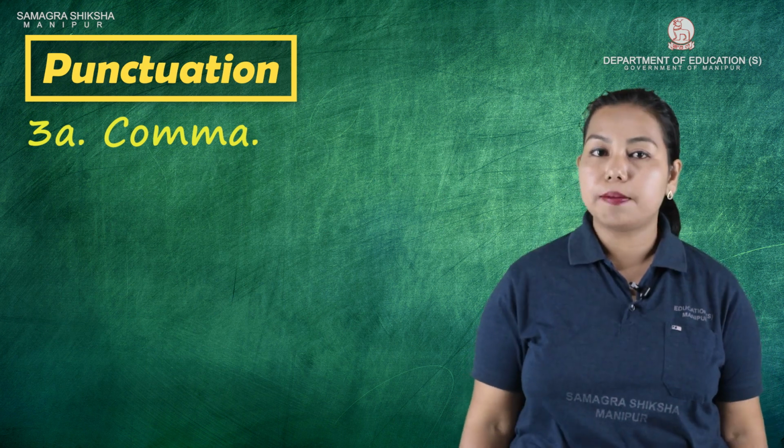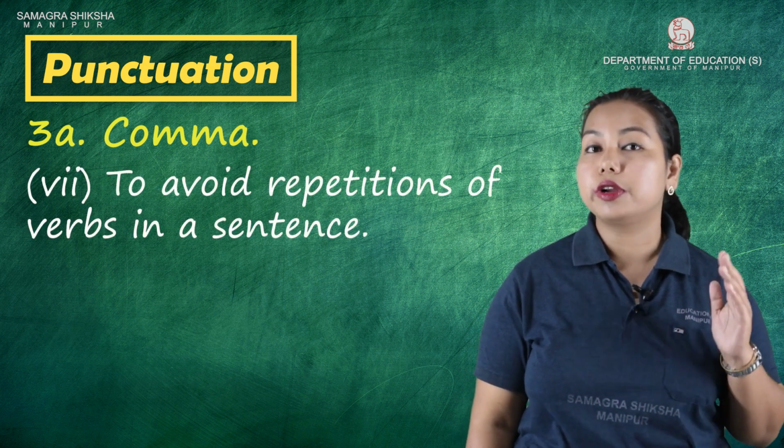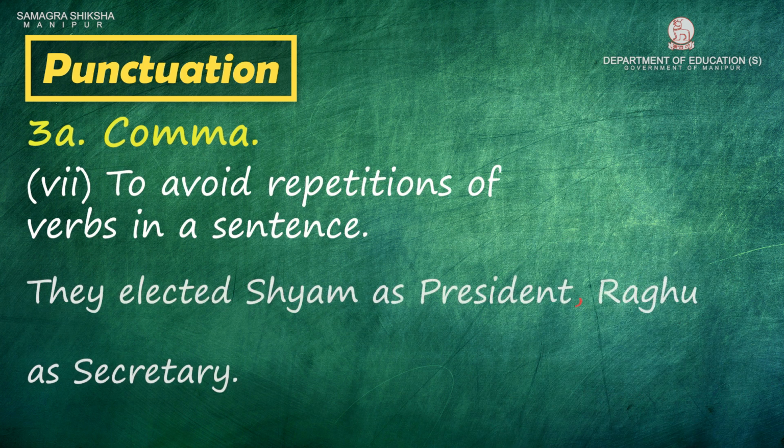Then the next use of comma is that it is also used to avoid a repetition of a verb. For example, they elected Shyam as president, Raghu as the secretary. So instead of repeating the word elected again and again, we can just use a comma in order to avoid the repetition of the verb elected.